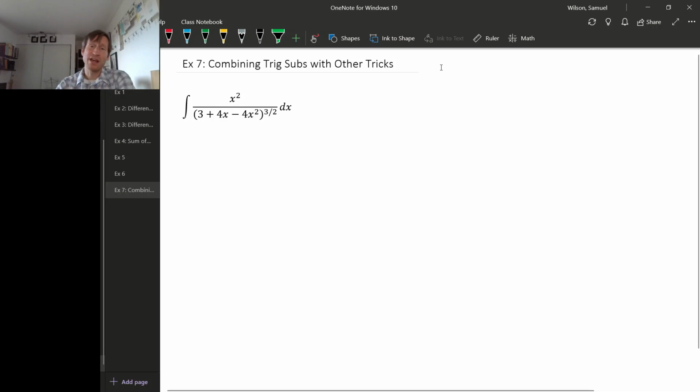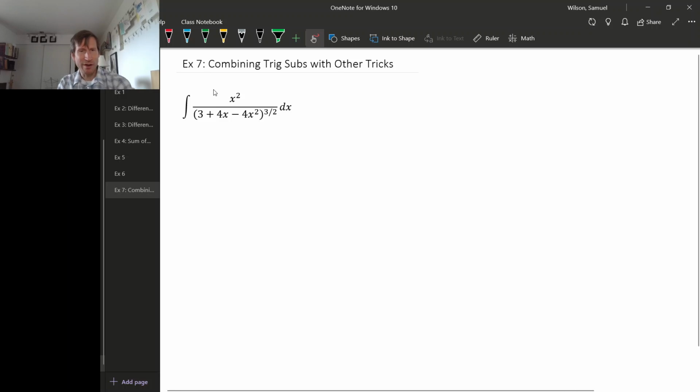As with any other technique for calculating integrals, with trigonometric substitutions, you might need to combine them with other tricks for calculating integrals. You never know what's going to happen. You might need to use a trigonometric substitution and then integration by parts, or a u substitution and then trigonometric substitution. It's hard to tell at the beginning what's going to end up happening when you actually calculate an integral. So let's see an example of the sort of thing that can happen.